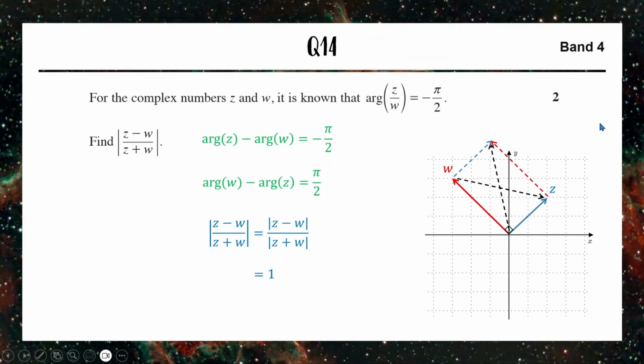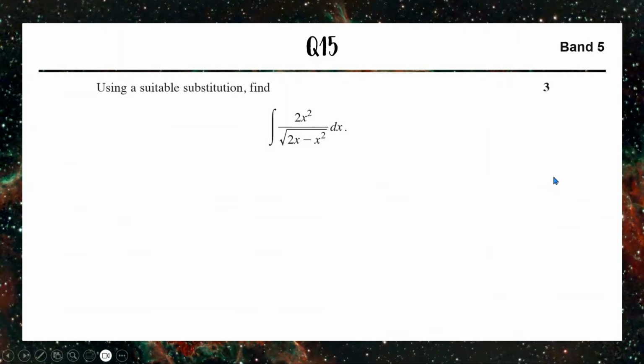Okay, getting into the really, really spicy section now. Question 15 and question 16 are where the tears begin, but not for us today. Yeah, that's what I said anyway. Question 15, we have a really, really hectic band 5 integration question. It's giving us a hint of using a suitable substitution, and we're meant to sort of figure out what's going on here and get towards an answer.